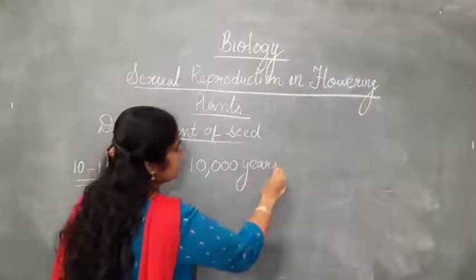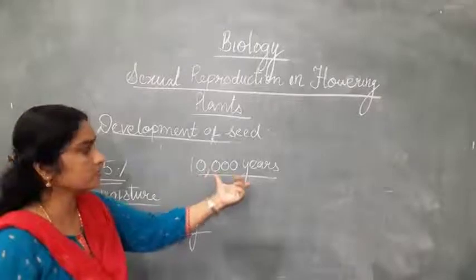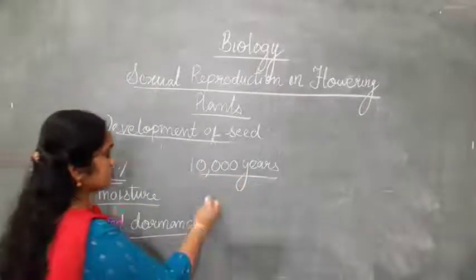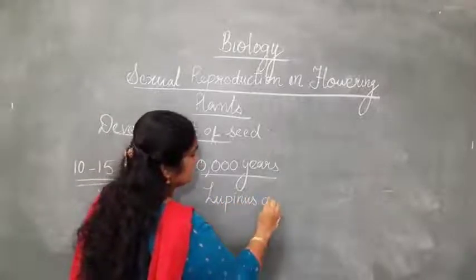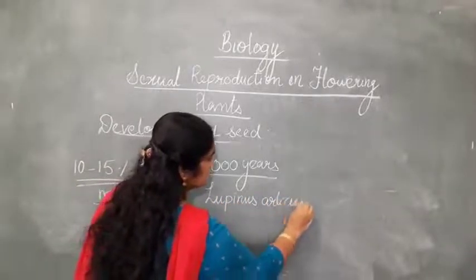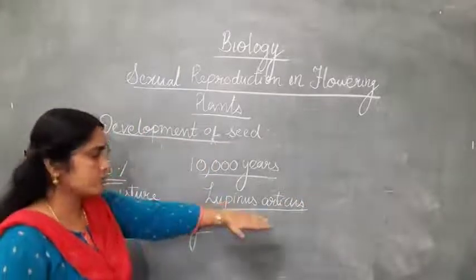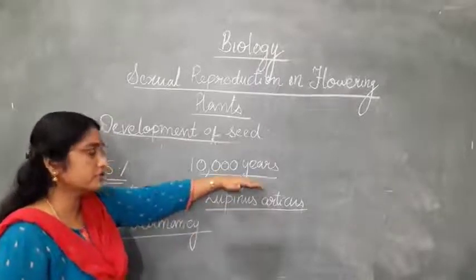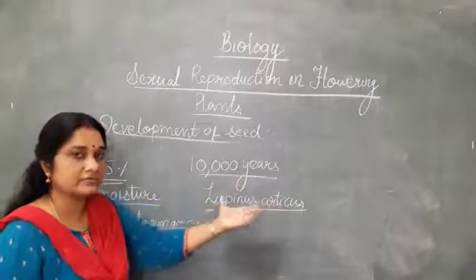Certain seeds were excavated and found. That means the seed, even after 10,000 years, was able to germinate and flower. For example, in the Arctic region, Lupinus arcticus is one variety of plant which was found in the Arctic tundra. Because of the cold condition, it was preserved there, and after around 10,000 years when it was sown, it germinated and started flowering.